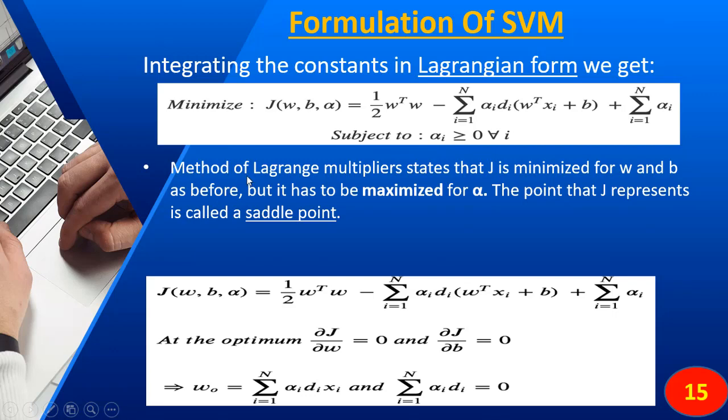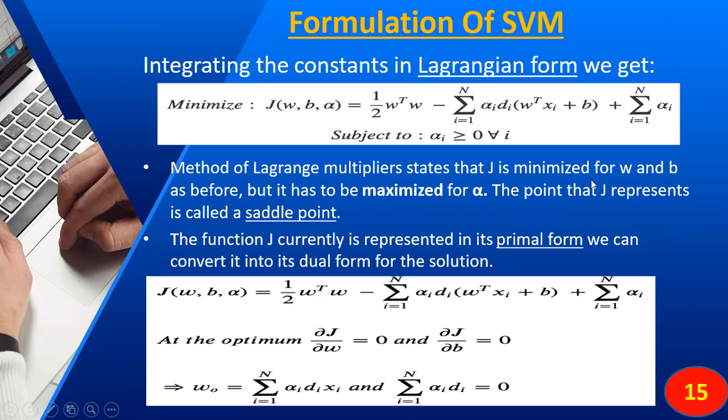The method of Lagrange multipliers states that J is minimized for w and b as before, but it has to be maximized for alpha. The point that J represents is called a saddle point. The function J currently is represented in its primal form. We can convert it into its dual form for the solution.